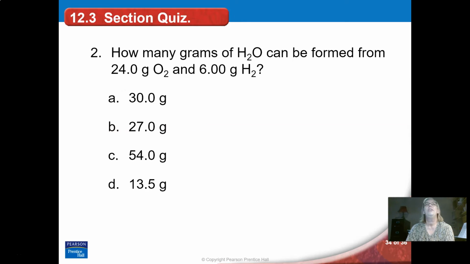How many grams of water can be formed from those grams? You're going to have to write a balanced equation first, and then do the kind of problem we did at the beginning of this lecture segment. Pause me when you're ready, and I'll give you the answer in a sec. Alright, that should be what you get if you balanced everything correctly and you did the math right.